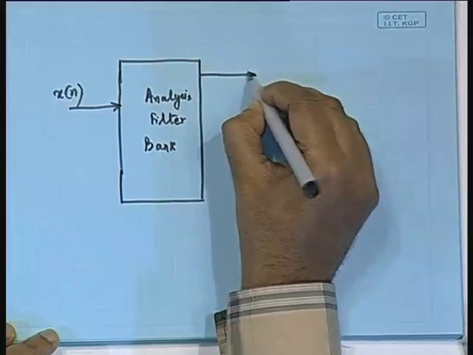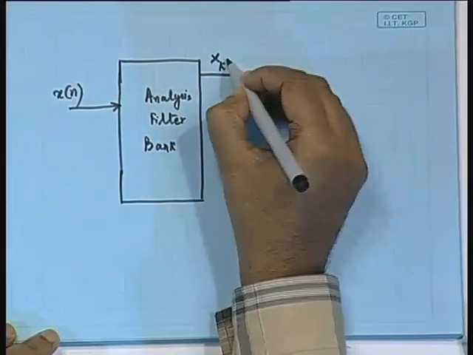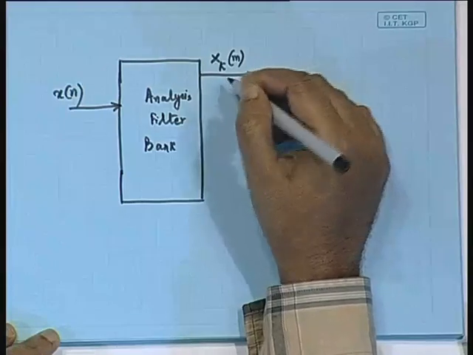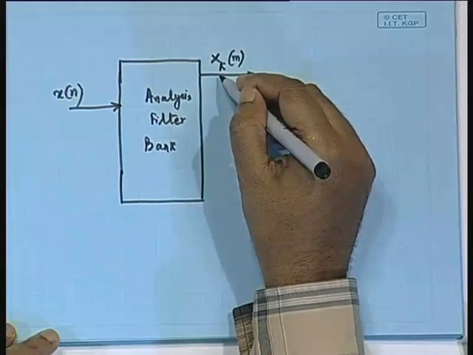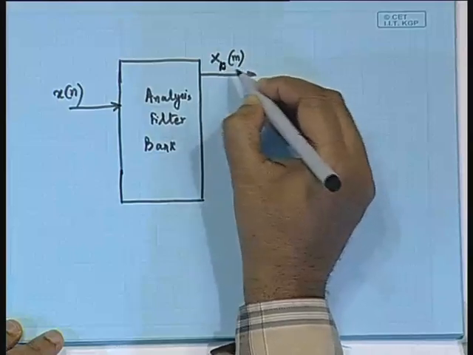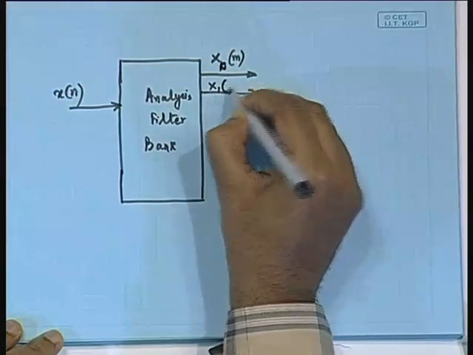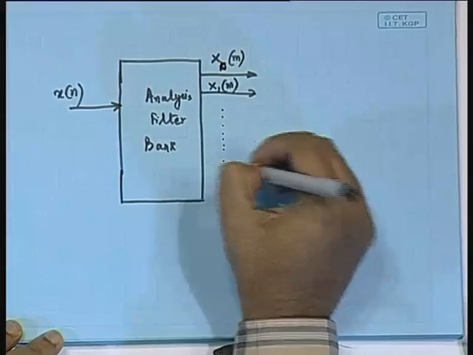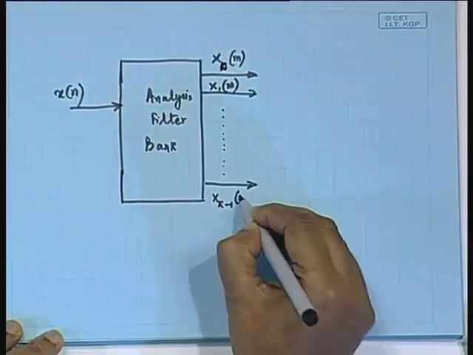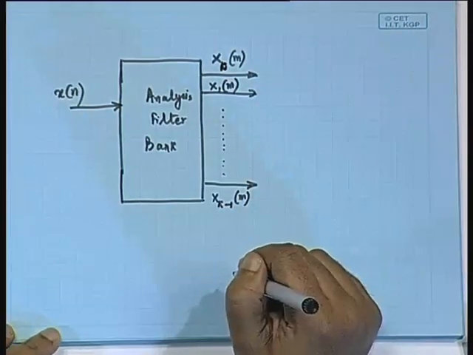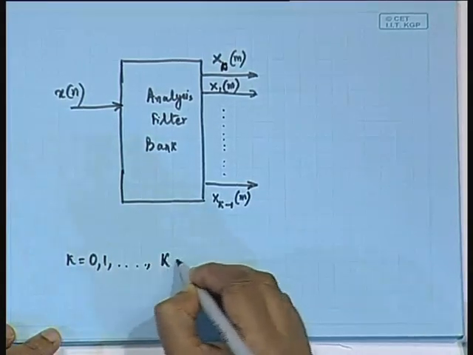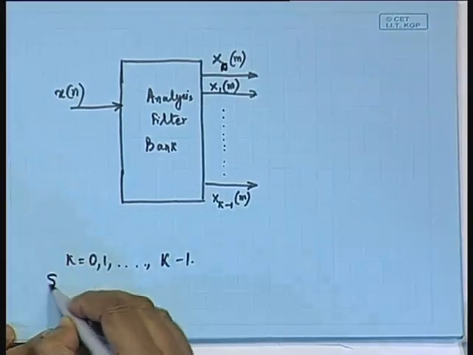Let us denote these by x suffix k of m, where m is the index of the sequence, and this subscript k is the subband number. We will begin with x 0 of m, the next subband output will be x 1 of m, and so on, up to x K minus 1 of m. That means altogether we have K such subbands, so k is equal to 0, 1 up to capital K minus 1. These are the subband indices.